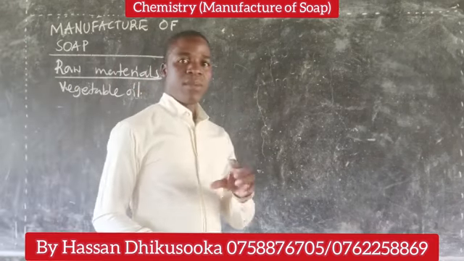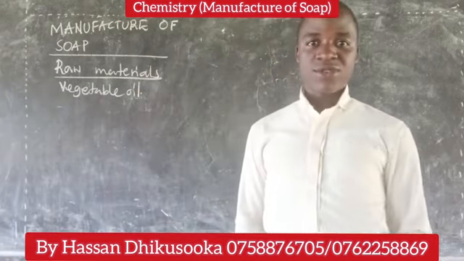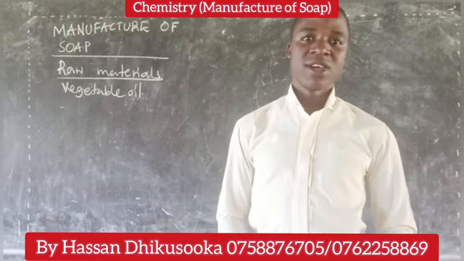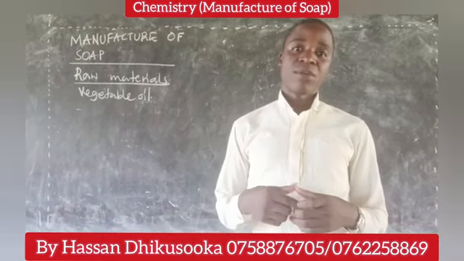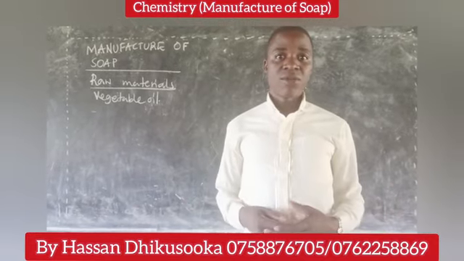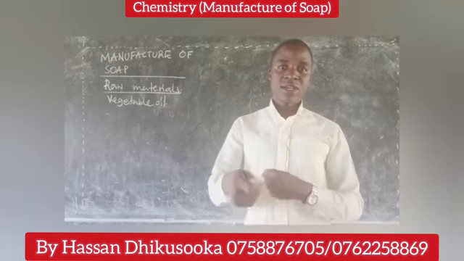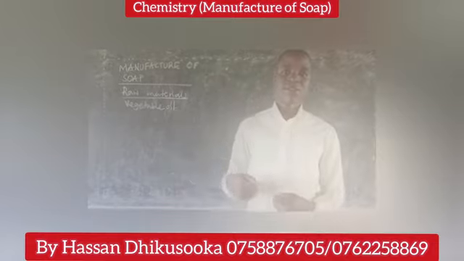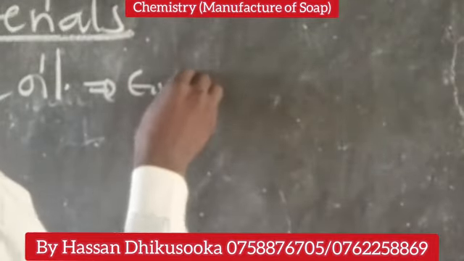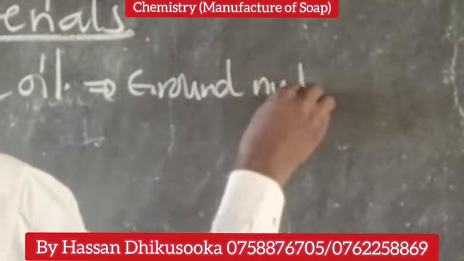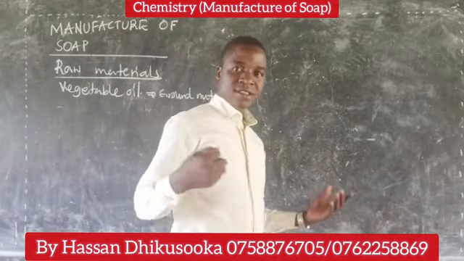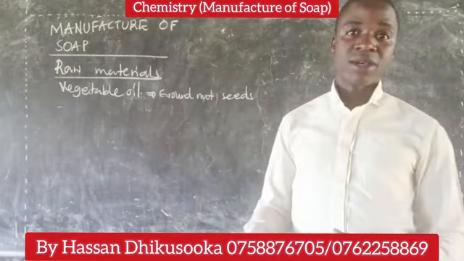Now, as we talk about vegetable oil, what are some of the sources of vegetable oil? If you don't have the vegetable oil already extracted, you may just have a source of the vegetable oil, meaning you have to squeeze it, take it through a certain process, and get the vegetable oil out of that source. So, for example, with sources of vegetable oil, we can have groundnut seeds. Those ones are good sources of vegetable oil.